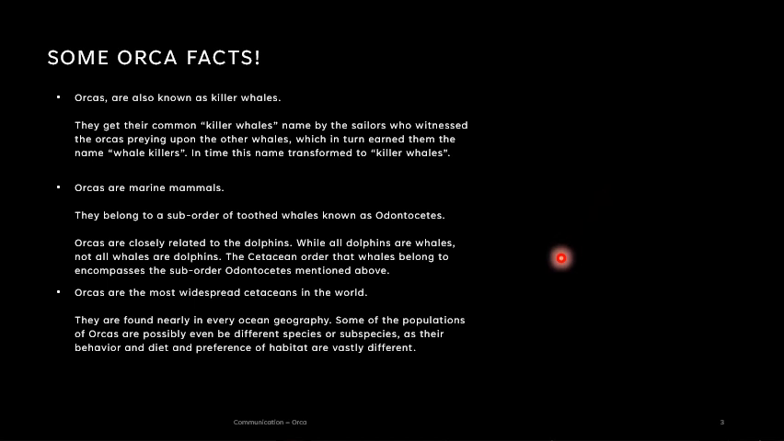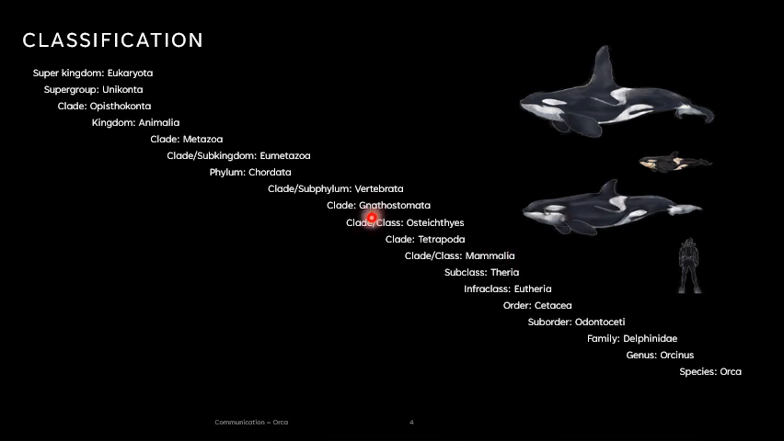Orcas are the most widespread cetaceans in the world. We can find them in all the ocean geographies around the world. We are going to be talking about orca ecotypes later on. We will look at it when we get to that slide. Okay, so here we can see a classification of the orcas. Before we move to that, there is also a picture of humans in comparison to different orca types of the world.